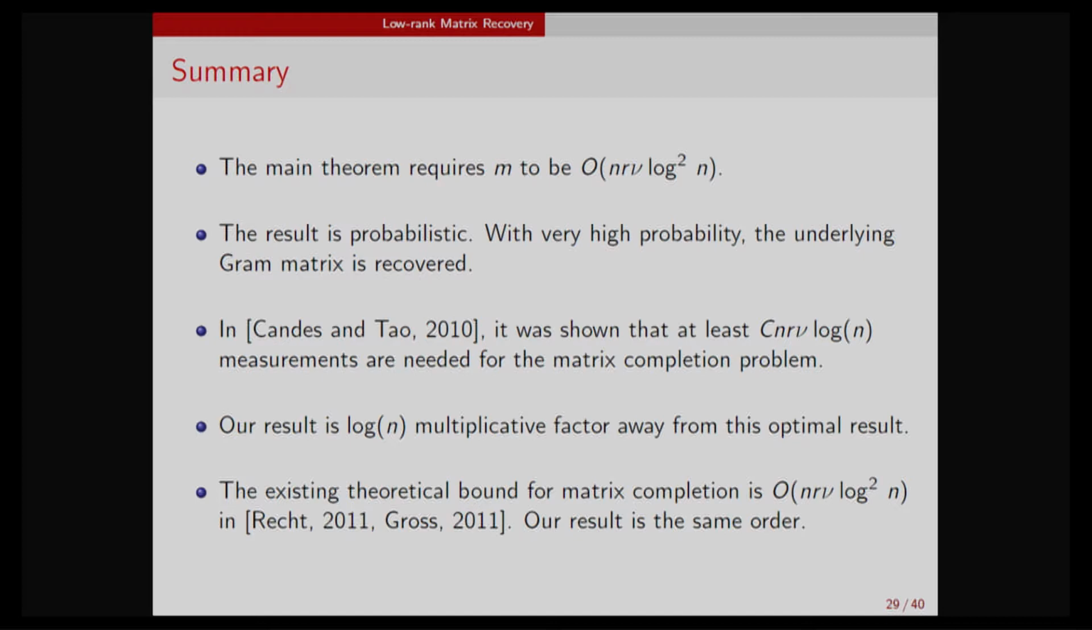For example, Candès and Tao have shown that for the standard matrix completion problem, corresponding to the Netflix problem, you need this n r v log n. So our result is basically a log n factor away from this optimal result. But the order is the same as the existing theoretical bound for the matrix completion problem. So from the optimal lower bound, we are a log n factor away.